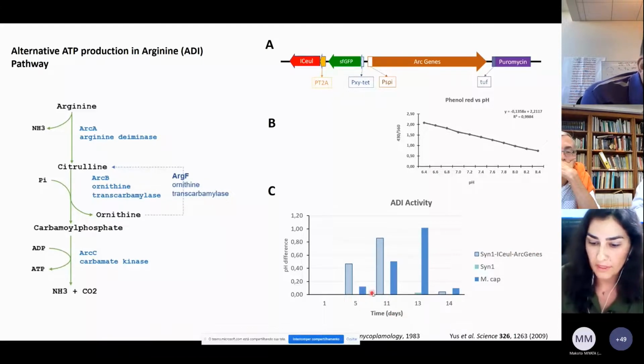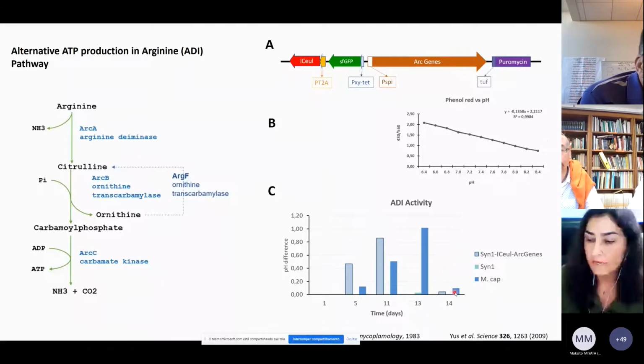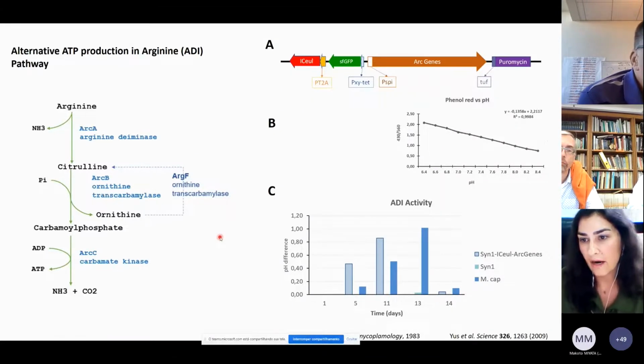So here, MCAP, you can see after 13 days, we can see a difference of 1 in the pH, and here we have the Syn and our clone, the Syn with the ARC genes, also showing this difference, a difference of 1.5. It's considered a positive metabolic pathway activity. So Syn1 doesn't show any kind of changes. After 14 days, everything goes down, but we believe that here the cells are already dying, and so there's no difference in the presence of the adenine. So, okay, we have both plasmids, the ICU and the ARC genes working.